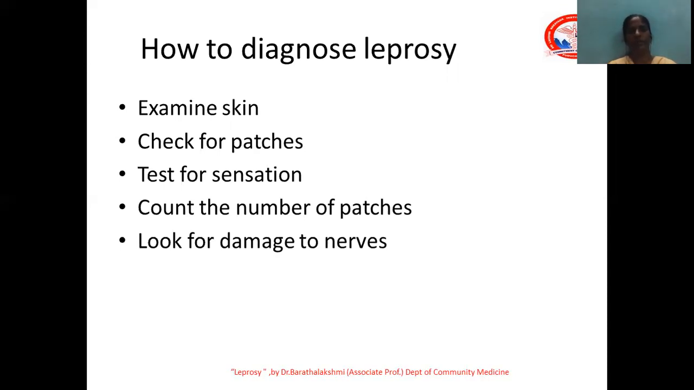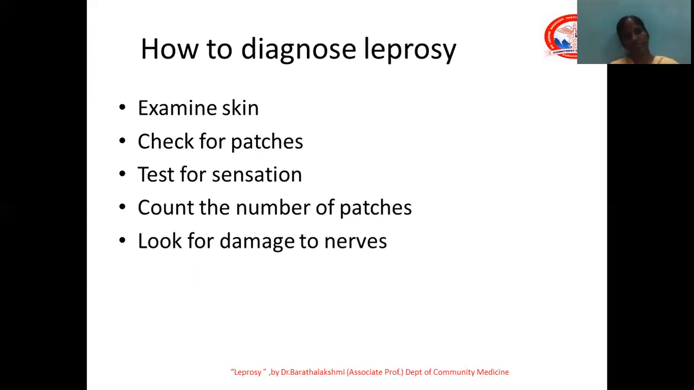Next question would be, since when have they had this patch? A mole can present in a hypopigmented or hyperpigmented way also. So if it has been there since birth, it is considered a mole. If the patient doesn't know whether the lesion was present since birth, or it has been there for quite a long period, then no doubt, go for a sensation test over that area. If sensation is lost, it is a leprosy patch.